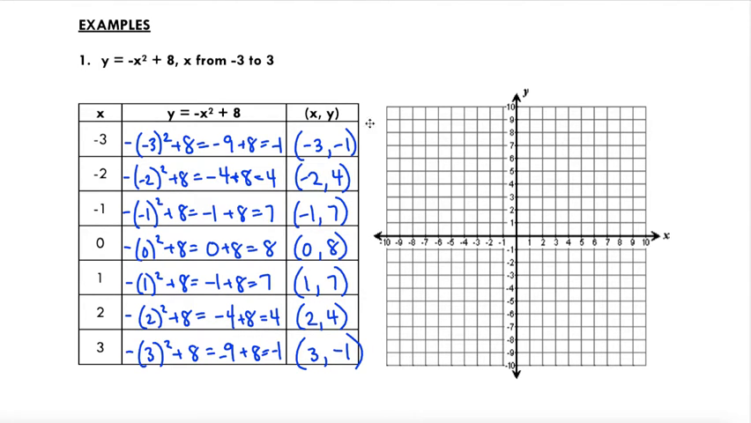So let's go ahead and plot these points. So -3 and -1, -2 and 4, -1 and 7, 0 and 8. Then we have 1 and 7, 2 and 4, and 3 and -1.